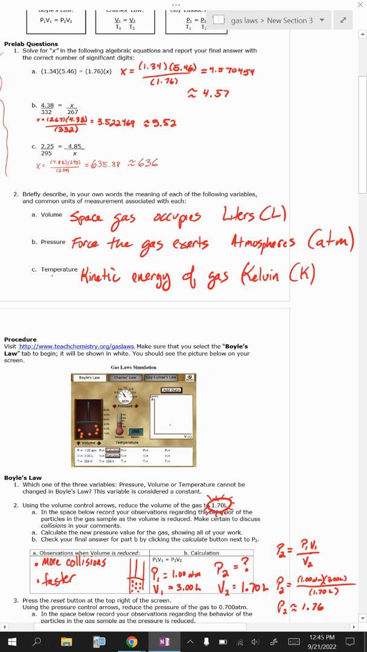Temperature is not just heat, but a deeper meaning of temperature would say that it's the kinetic energy of a gas. It's how many collisions are happening and how quickly the gas particles are moving. Those are measured in kelvins or capital K. If you don't remember, Kelvin is equal to degrees Celsius plus 273.